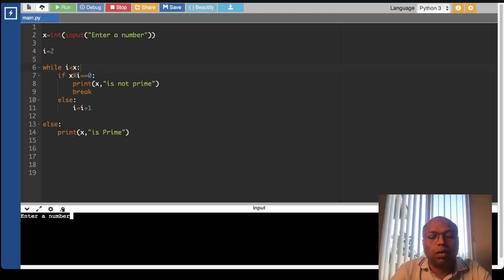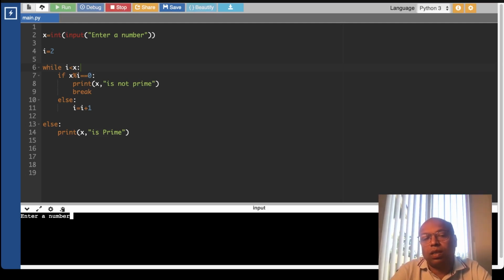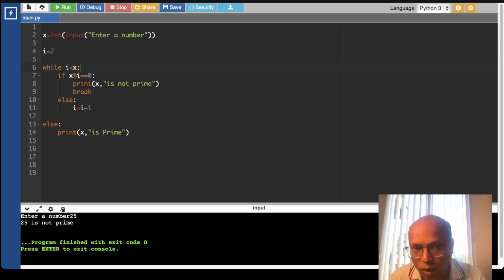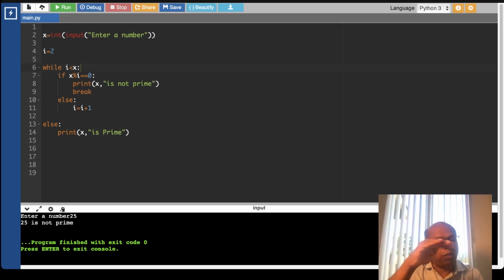The number is 11. The prime. So it will come to the else only if the condition becomes false. Say 25. Just for you to know, while can also have an else. It will come to the else only when the while condition becomes false. If you break in between, it won't come to the else part. That's it.